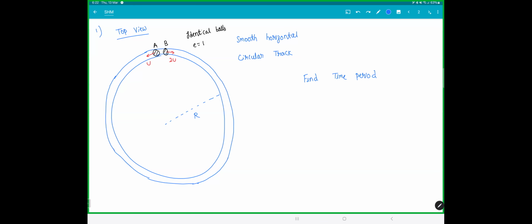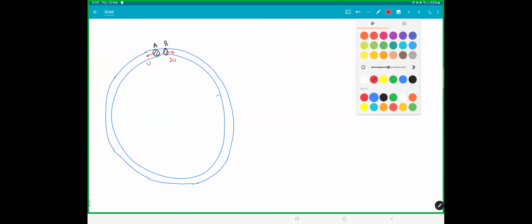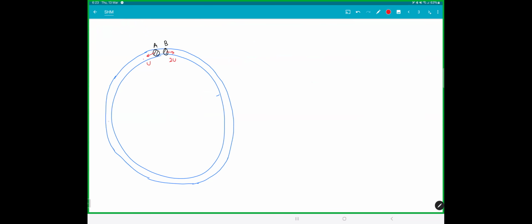One thing is, I hope, clear: they collide at 120 degrees every time. I don't know why you guys are getting it wrong. First thing, this ball is going with u and this one is going with 2u, meaning by the time this covers 1/3 of the distance, this will cover 2/3. So they will collide somewhere here at 120 degrees. This will be the first collision.